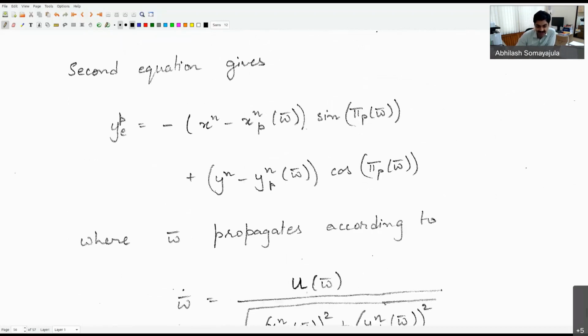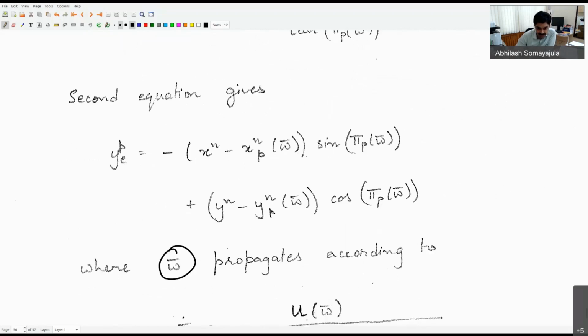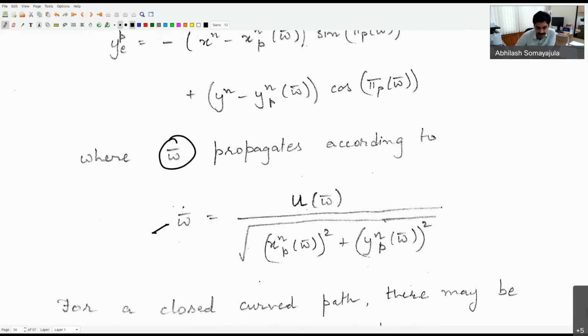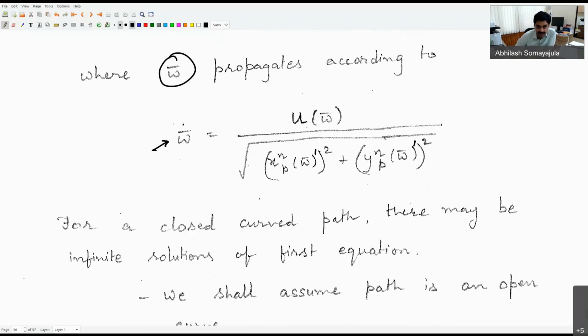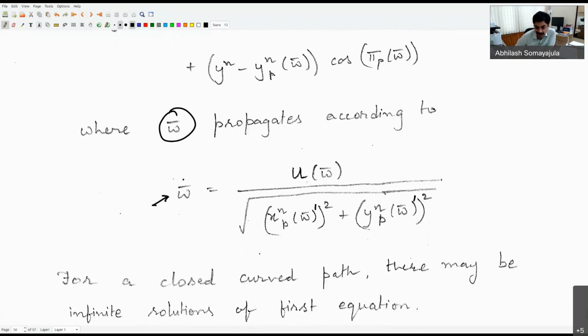Now, the idea here is that omega exhibits a dynamics which is consistent with the speed profile, which is specified as omega bar dot is u divided by the square root of, there should be a prime here. I think there's a mistake. Okay, so xp prime and yp prime squared, added up, taking the square root of it. Now, if I am looking at a closed curved path, which means that I start at some waypoint and then again I'm ending at the same waypoint, then there could be multiple paths that I can do. Right?